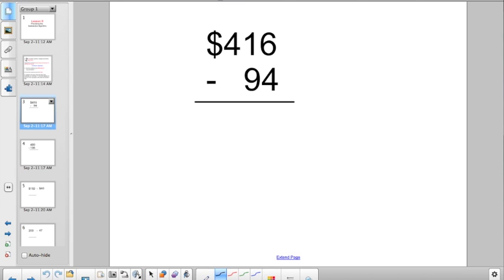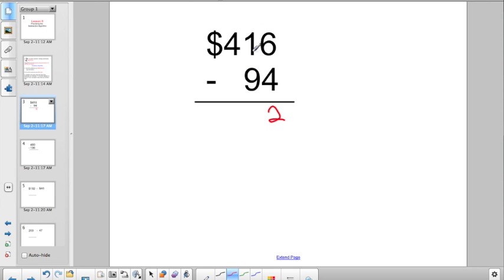Here we have $416 minus $94. I set my problems up vertically, left and right, nice, neat, and straight, right? I'm going to start in my ones column. 6 minus 4. That's not too tough. 6 minus 4 is 2. But when it comes time to do my tens column, 1 minus 9 is not 8.